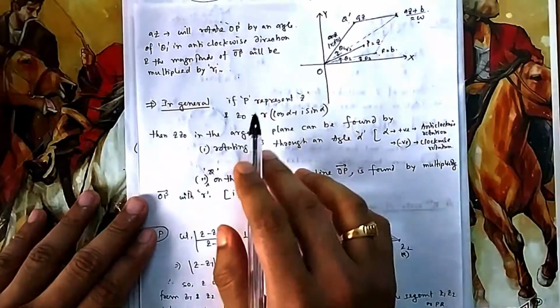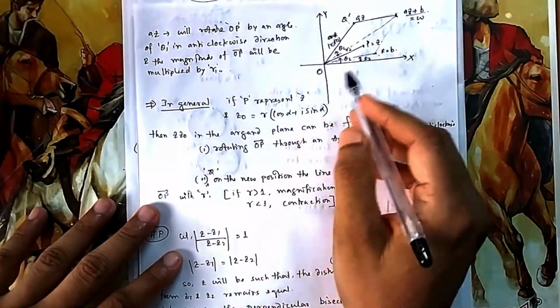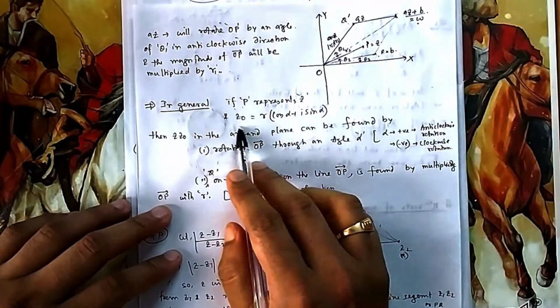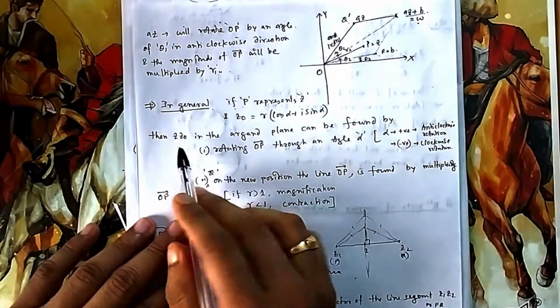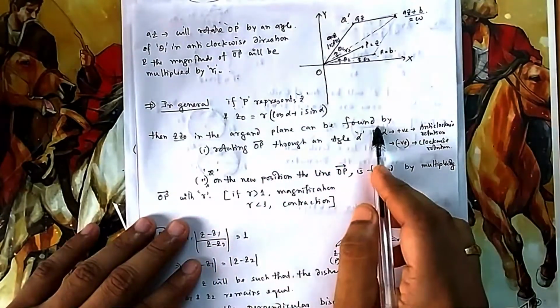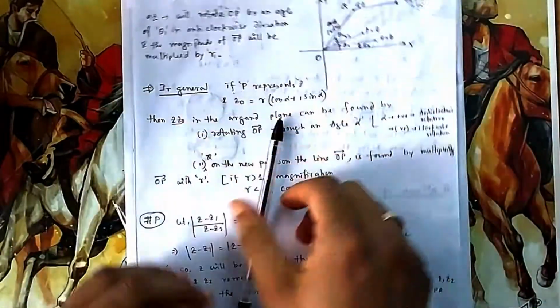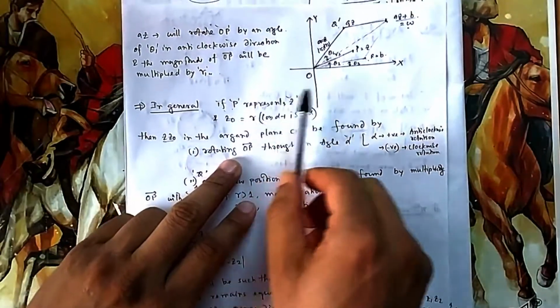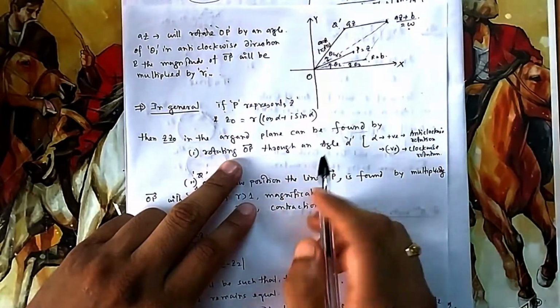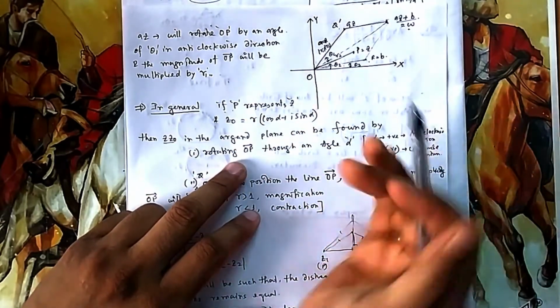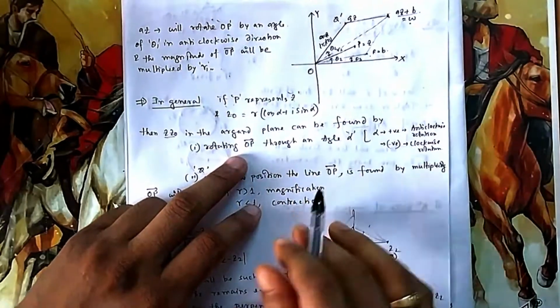Okay, so in general, suppose P represents Z, a complex number, and Z0 is another number. If you multiply these two, Z and Z0, in the Argand plane, how will you find it? You need to do two steps. One, rotate; then you elongate, that is, either stretch or contract it. So you rotate OP, the line representing Z, by an angle of alpha, because you are multiplying by Z0, which has an angle of alpha. If it is positive, you move anti-clockwise. If it is negative, you move clockwise.